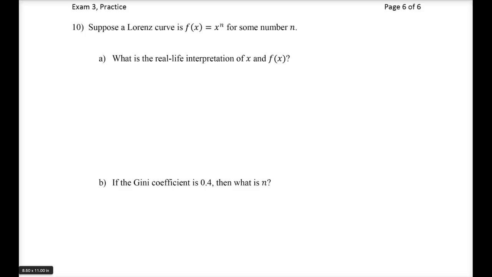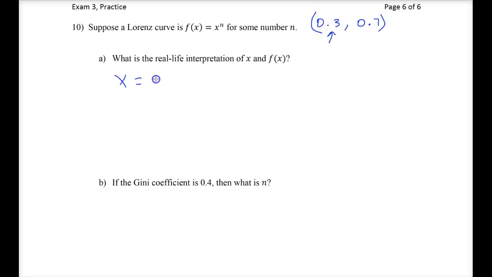All right, so getting back to number 10, we want to interpret what x and f of x are. So if you remember here, x is going to be the percentage of the bottom X number of people, or X percentage of people who receive Y percentage of income. So again, to just use an example here to make my point, let's say we have this. So this will mean that the bottom 30% of people are receiving 70% of the income, okay?